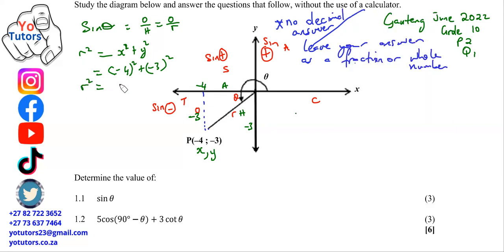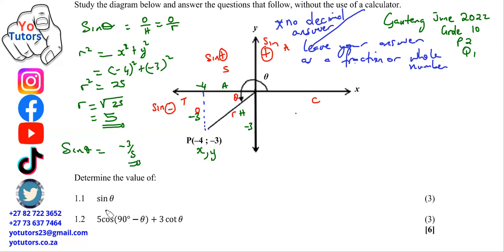So R squared is equal to 25, and R is equal to root of 25, which is 5. When we take a root, we always get plus or minus, but this is a length. We can't get it as a negative. So here our R is 5. Now we can substitute and say sine theta is therefore equal to -3 over 5. So that's going to be our answer there.